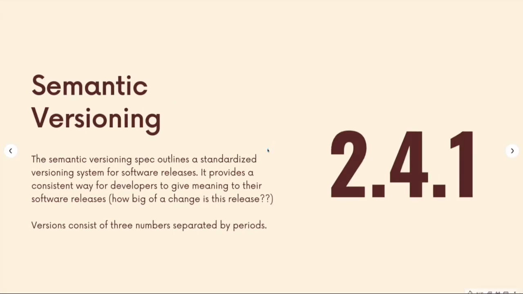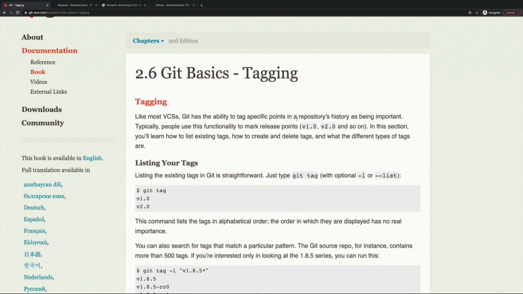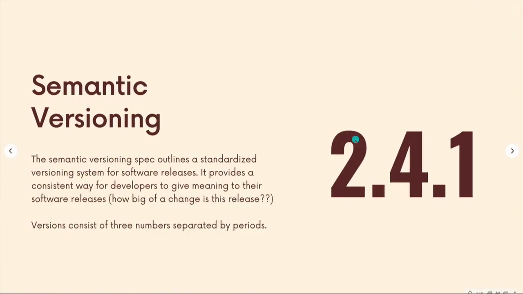So as we talked about in the previous video, the most common use case for tagging is in versioning, in marking release points for some piece of software. The Git docs mention this, right? Typically people use this functionality to mark release points. It is really the thing tags are used for. So in this video, we're not going to talk about tags specifically. We're not going to see any commands, but I want to talk about semantic versioning.